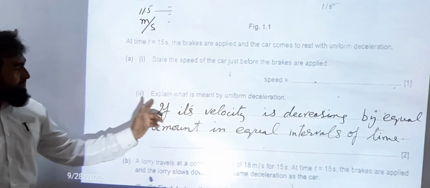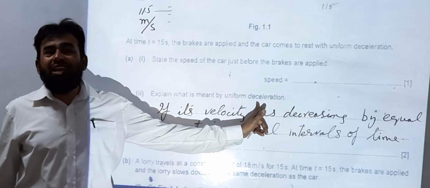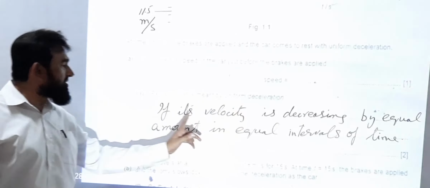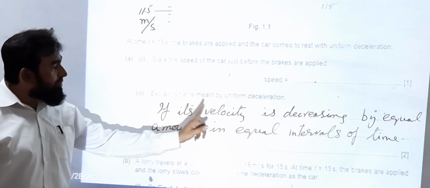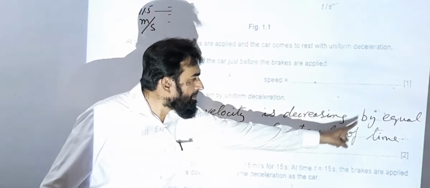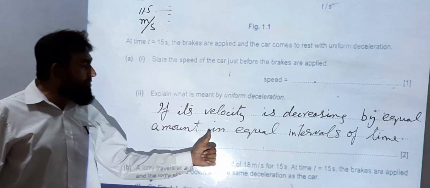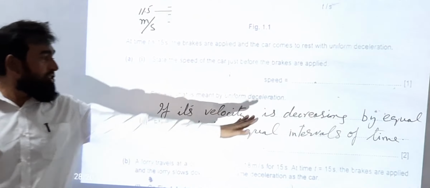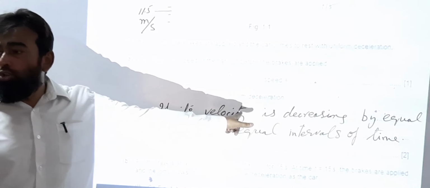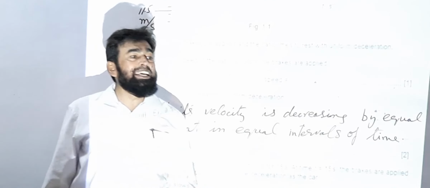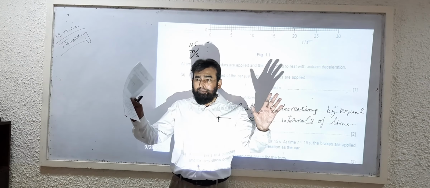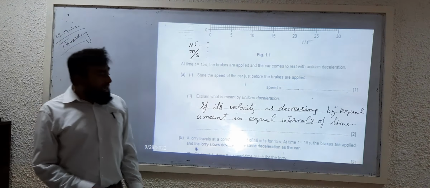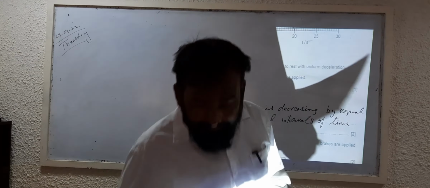Explain what is meant by uniform deceleration. So I have written a very precise answer: uniform deceleration means its velocity is decreasing by equal amounts in equal intervals of time. Decreasing, because he is talking about deceleration. So you will have to talk about decrease in velocity. Is that clear? Any doubt related to this? No. Okay, very good. Now, next part.